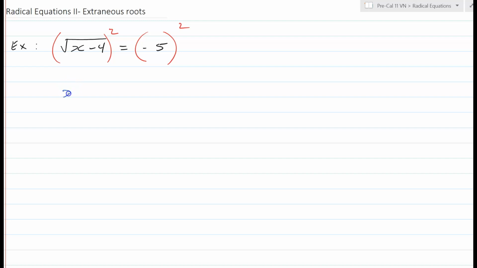So we get x minus 4 equals negative 5 squared, which is 25. And then solve for x. x is equal to 29. All right. Now, we need to check. Let's check our answers.